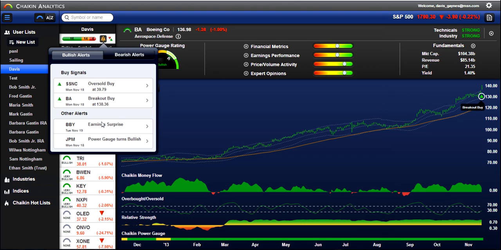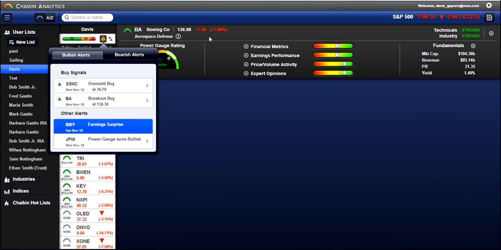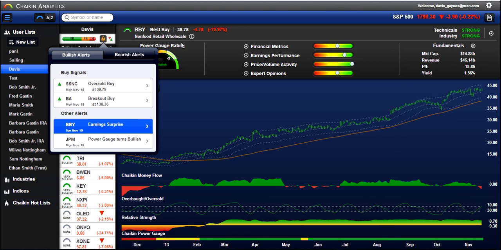And then further down, I'll get one of 3 other types of alerts. An earnings surprise. In this case, Best Buy gave a negative earnings surprise today. We can take a look and see what that did to the stock. Down 4.78, or over 10% with that earnings surprise on the downside. And we also get any power gauges that have turned bullish or bearish. So JP Morgan yesterday turned bullish.